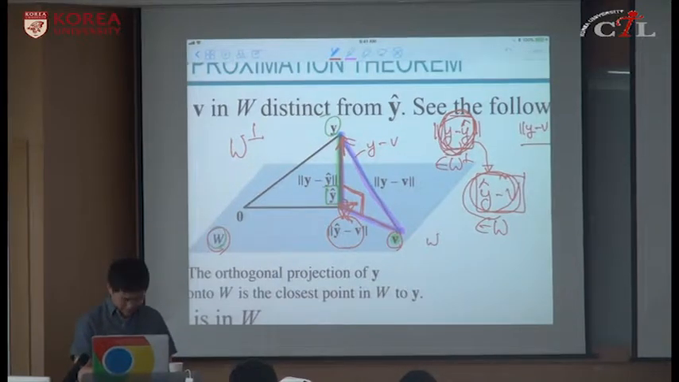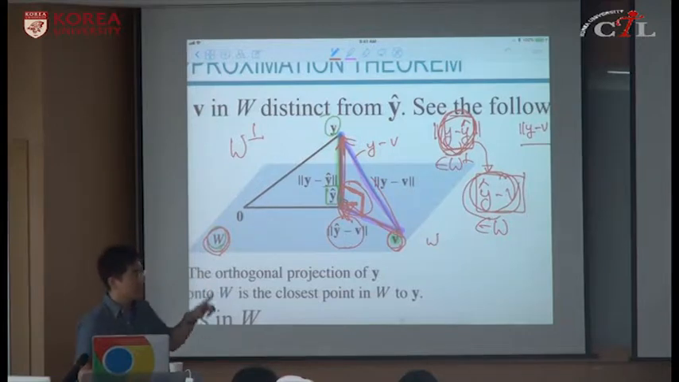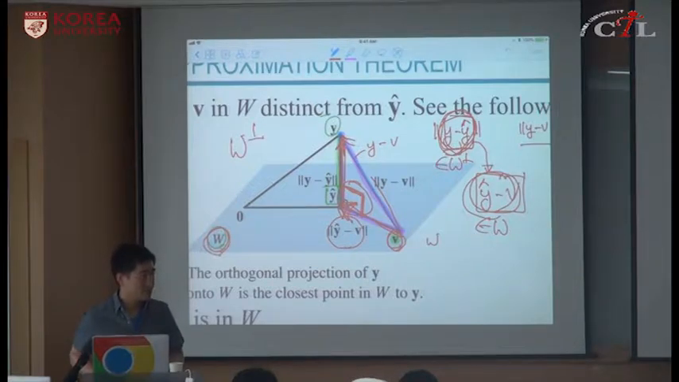Okay, and then for whatever vector v that you choose inside of the subspace W, you can form this triangle, and that triangle will always have a 90 degree angle, right? And so you will always have this triangle with the 90 degree. Okay, and then we can use the Pythagorean theorem here.